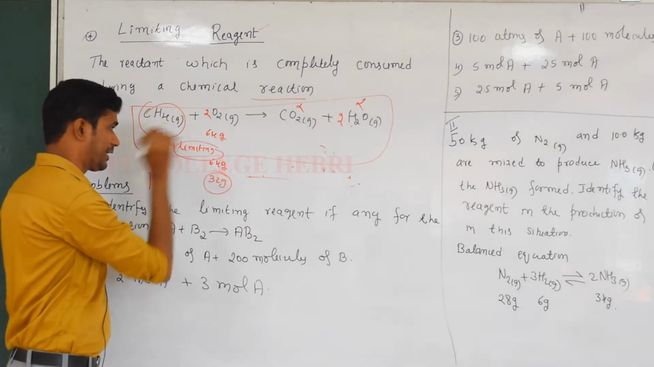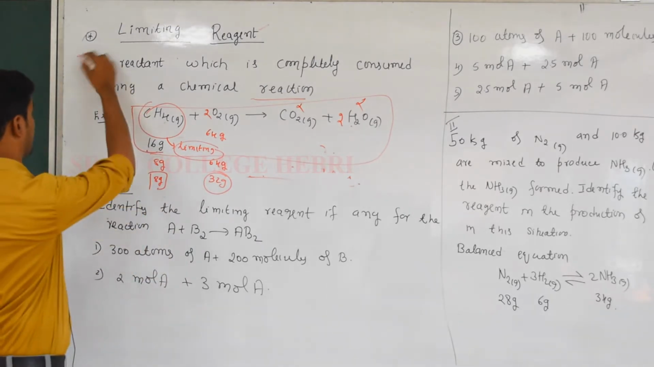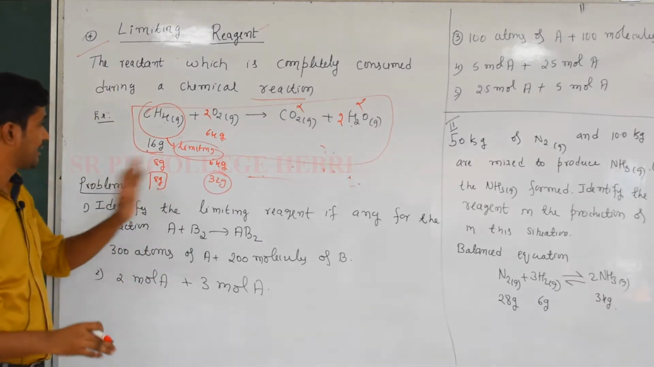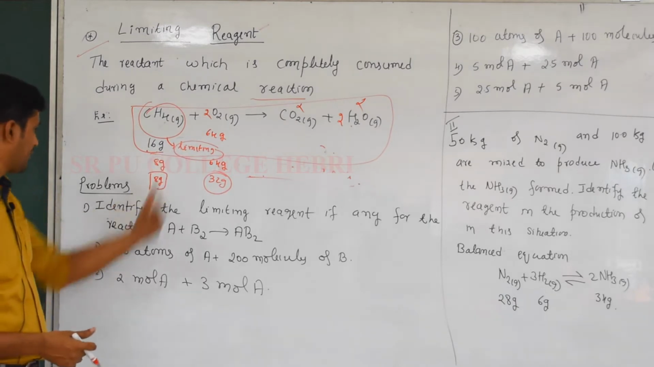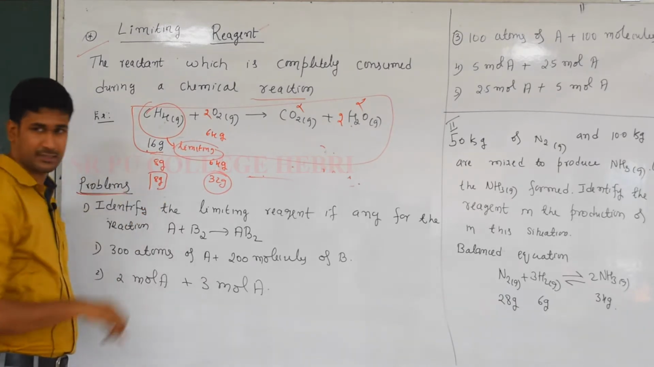Understood? Note this down correctly. This is very important for 1 mark. They will ask you to identify the correct limiting reagent. Okay, I will discuss some problems based on this.